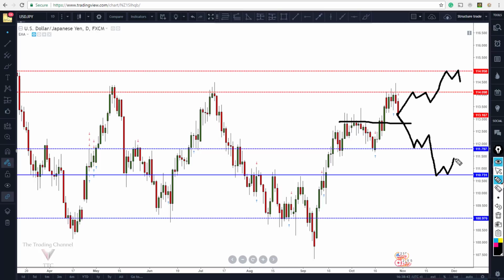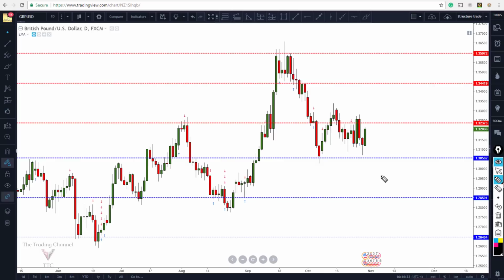Now we'll go ahead and move on to the next pair, which is going to be the pound dollar. The pound dollar is going to be very similar to last week's video. We're still in the consolidation area between the 1.323 and the 1.305 zone. Last week we talked about the 1.323 area as being an area of possible resistance we could look for a shorting opportunity from, and the market did push down from that level, although we did not get an entry reason out of this pair.